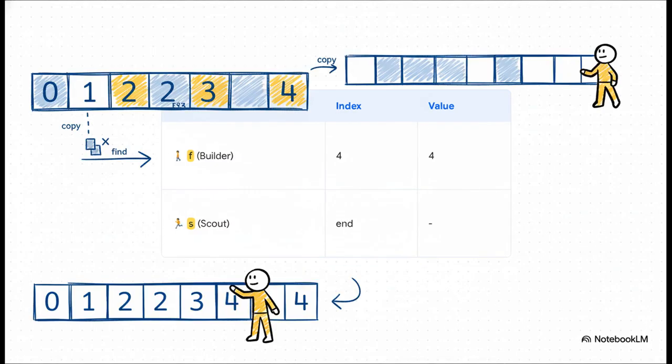This whole process continues all the way to the end. The scout finds a 3, the builder moves and copies it. The scout finds a 4, the builder moves and copies that. Once the scout runs right off the end of the array, our work is done. The front of our array now holds 0, 1, 2, 3, 4, all the unique elements perfectly in order, and our builder is now resting at index 4.